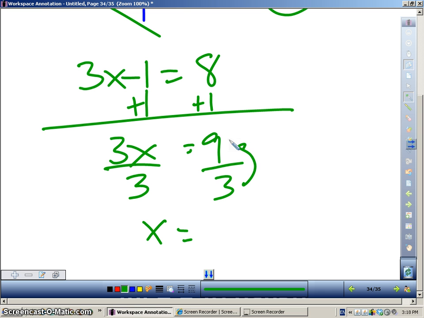3 times. That's it. So those are the two kinds of problem sets that you're going to have for tomorrow's quiz.